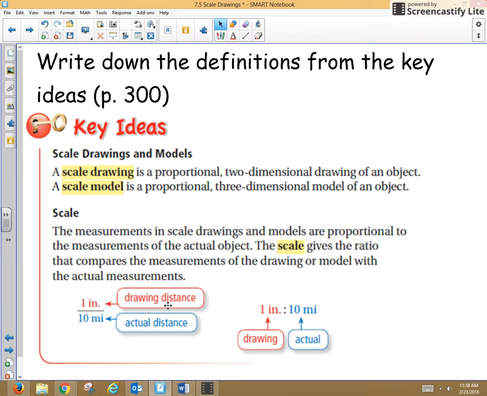So if 1 inch is the drawing distance, the actual distance is 10 miles. So we have the drawing compared to the actual. Please pause the video to write this down.